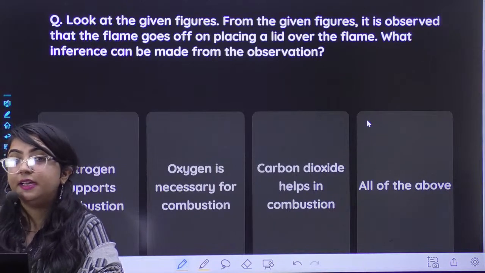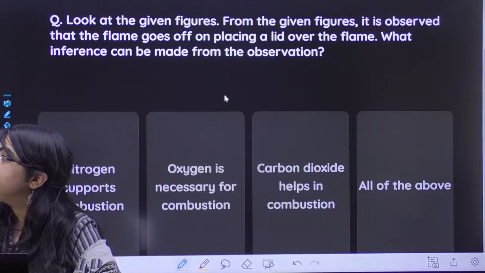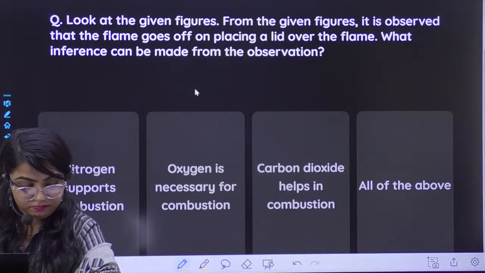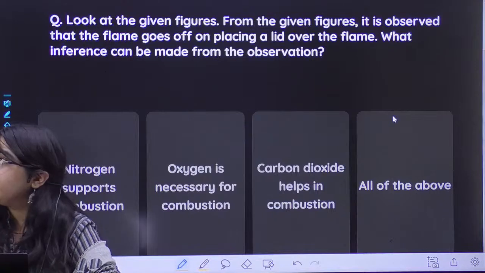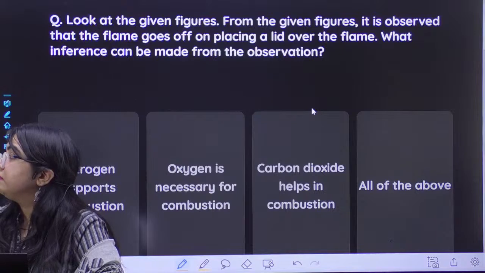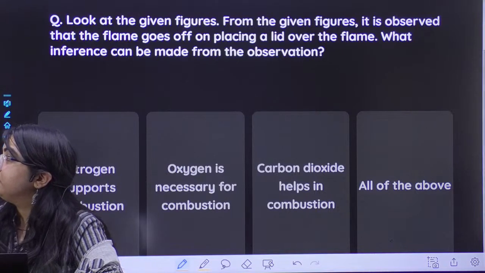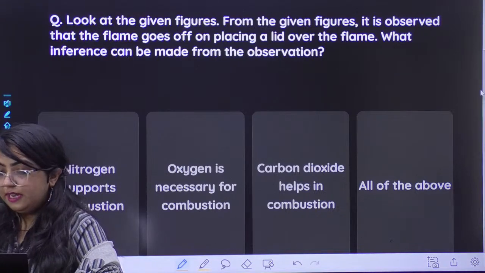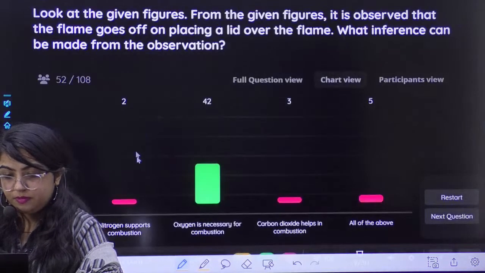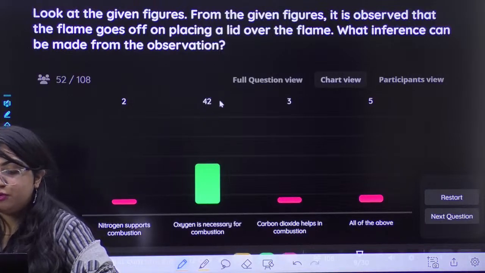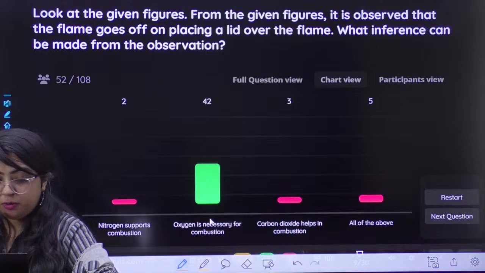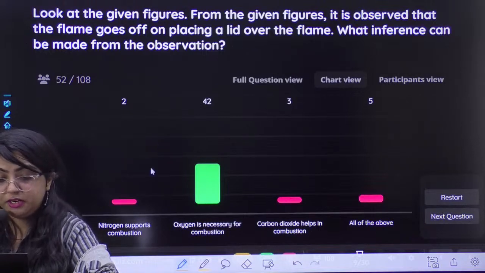Please answer quickly. Have you all answered? Okay, so let's check its correct option. Yes, as most of you have answered option B, so option B is the correct answer for this question.